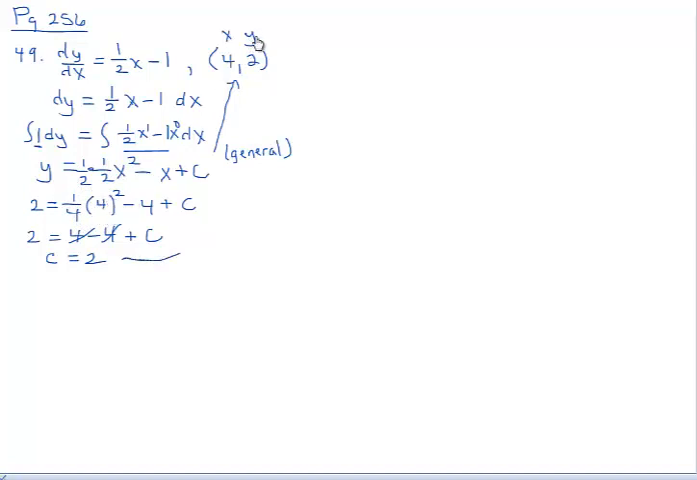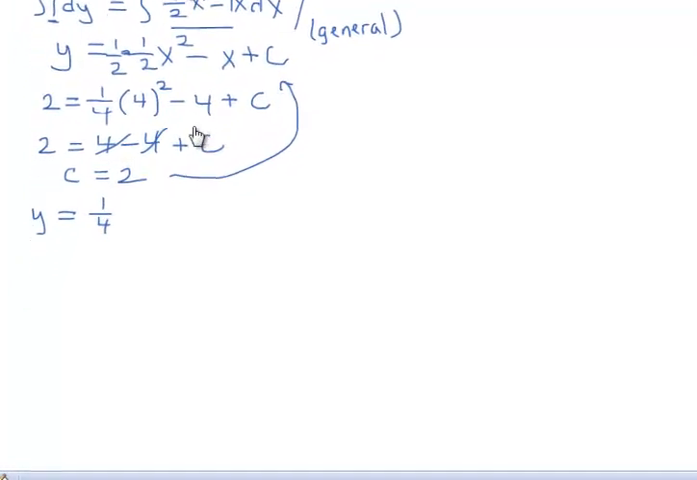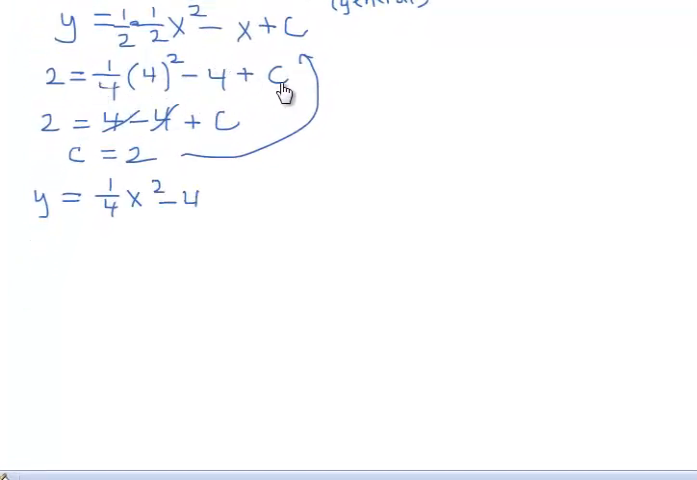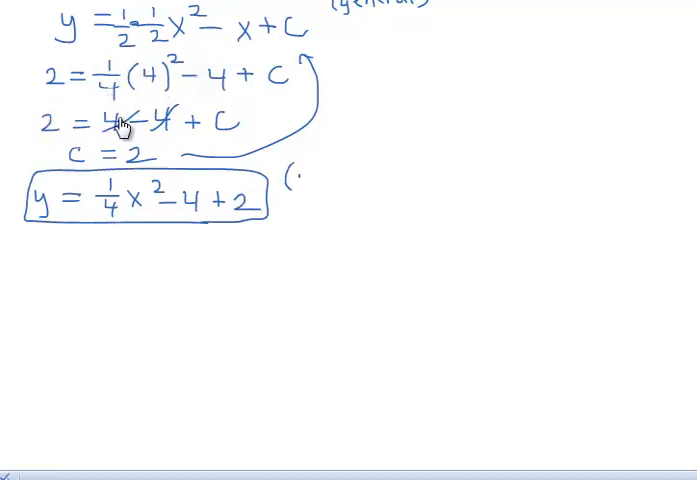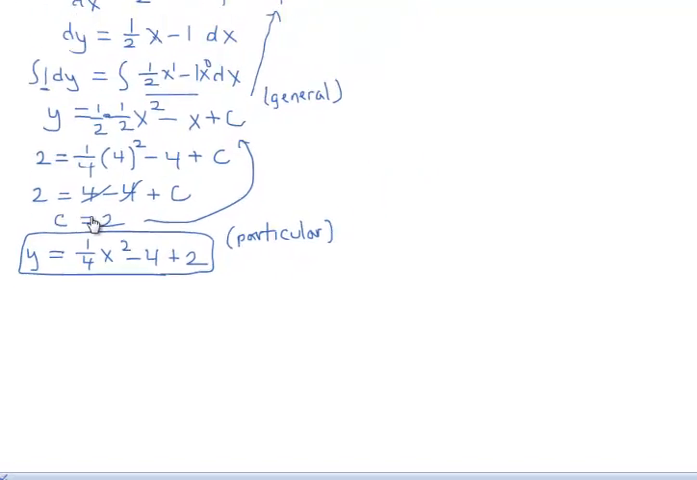So now what I'm going to do is come back up here and replace this c with 2, and I will have found the particular solution. So rewriting the general solution, 1/4 x squared minus 4 plus 2. Again, that's called the particular solution. I know exactly what c is because I had a point that was on the regular graph, if you will.